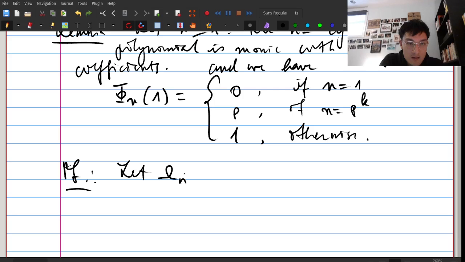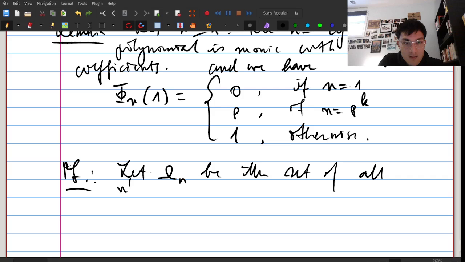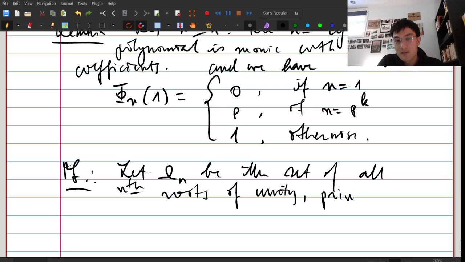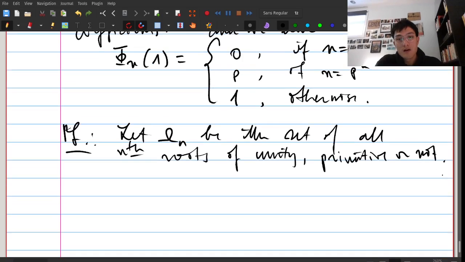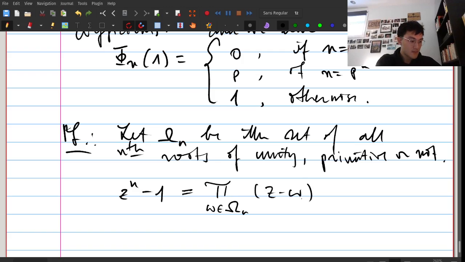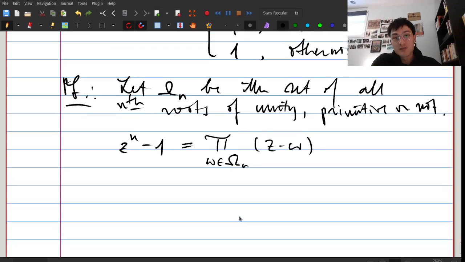All right, so let Omega_n be the set of all nth roots of unity, primitive or not. It's exactly the set of roots of the polynomial z^n minus 1. There are n roots by the fundamental theorem of algebra, and they're exactly the nth roots of unity, all of them. So this is equal to the product over omega in Omega_n of z minus omega. This is different from the cyclotomic polynomial formula because we take all roots, not just primitive ones.